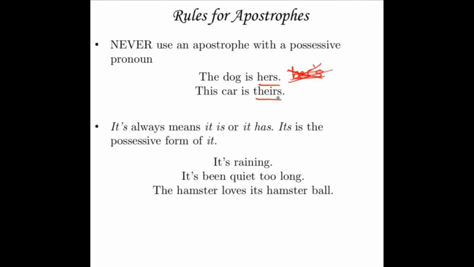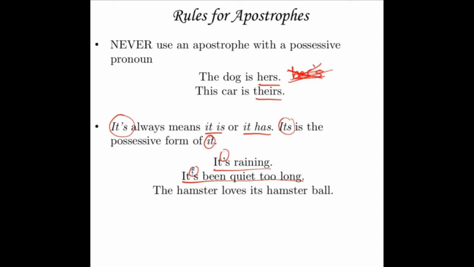All right, this is one that will drive people on the internet absolutely crazy if you get it wrong, so here's how to get it right. It's, I-T apostrophe S, always means it is or it has. It is only a contraction. Its, without the apostrophe, is always the possessive form of it. Okay? Now, here's how I remember this. It's raining. It is raining. It's been quiet too long. It has been quiet too long. In both of those cases, it's is a contraction, so you use the apostrophe.